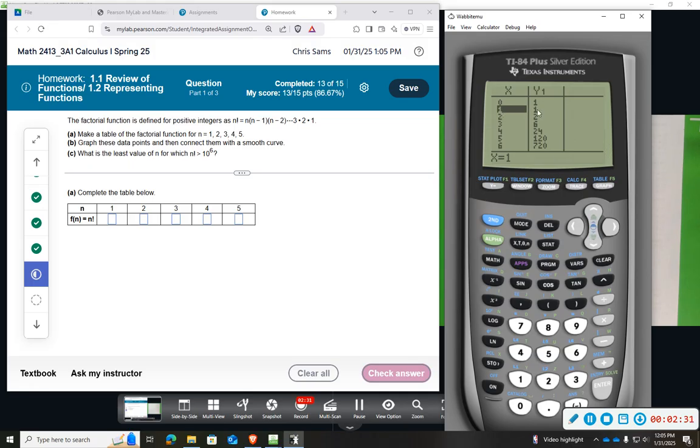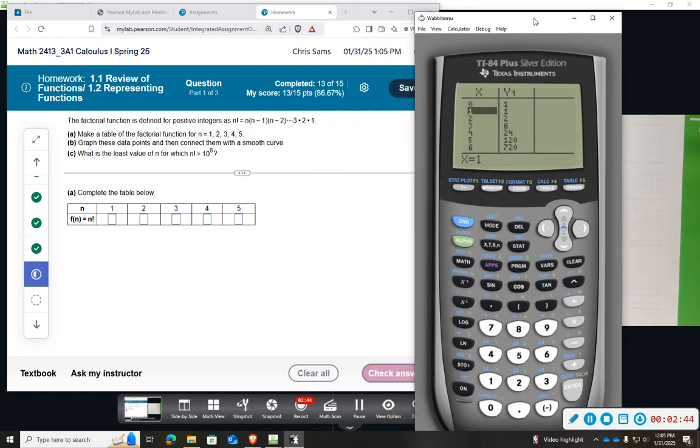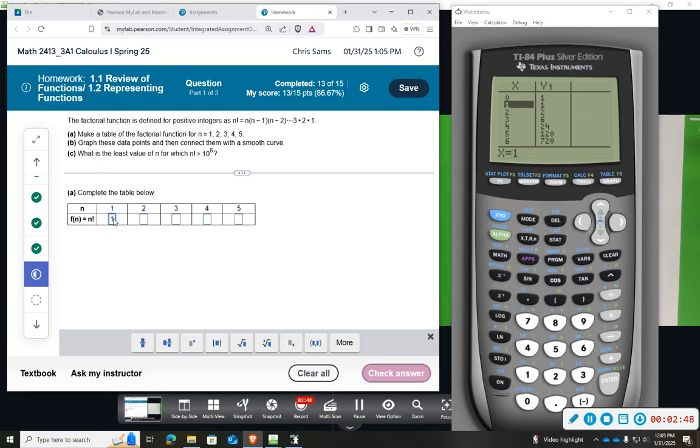Whenever I plug in a 1, I get a 1. That's what I wrote here. Whenever I plug in a 2, we get a 2. When I plug in a 3, we get a 6, 4, 24, 5, 120, and so on. So I'm going to just input those here: 1, 2, 6, 24, and 120.